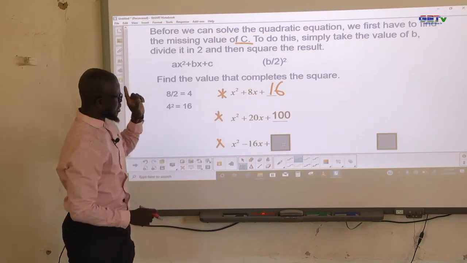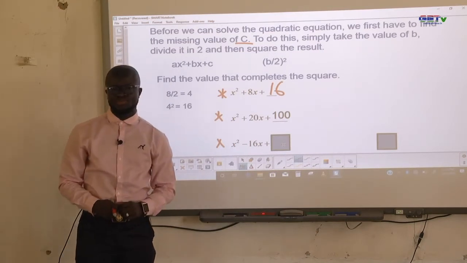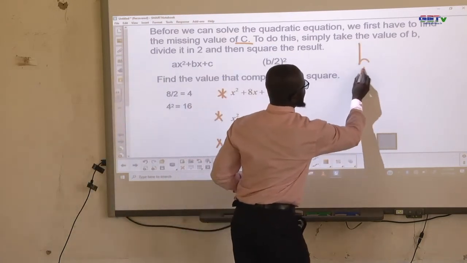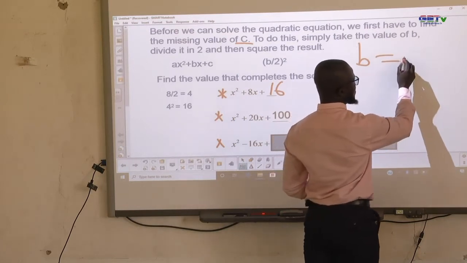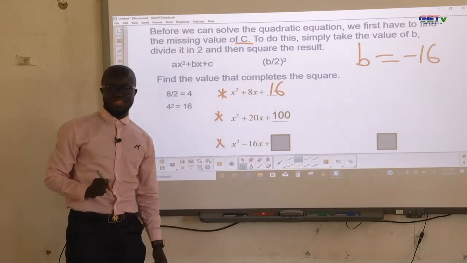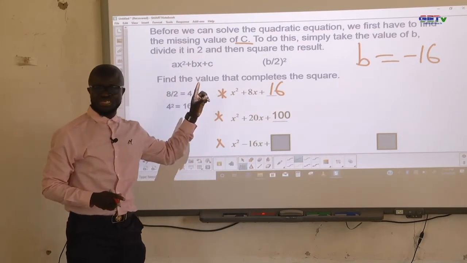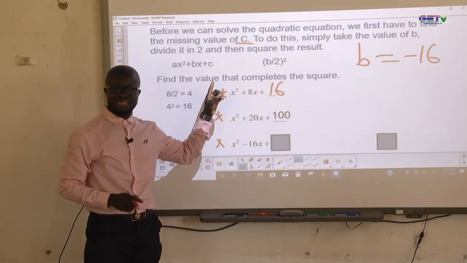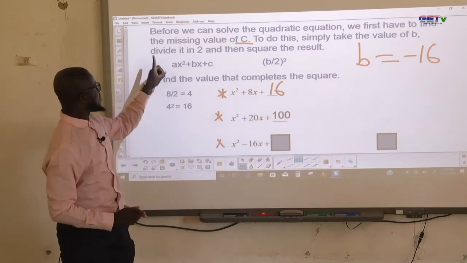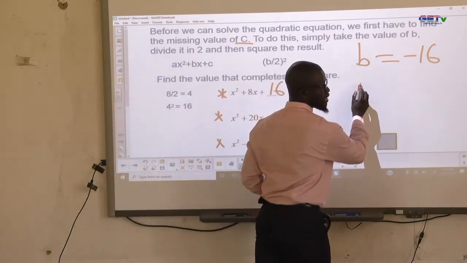Here we go. My question to the class is, who can help us identify the value of b? Good. The value of b is given as negative 16. What a brilliant answer. Now that we know the value of b, what should be our second step to help us get the answer? Our second step is you should divide the value of b by 2. Let's divide it by 2 together, please.